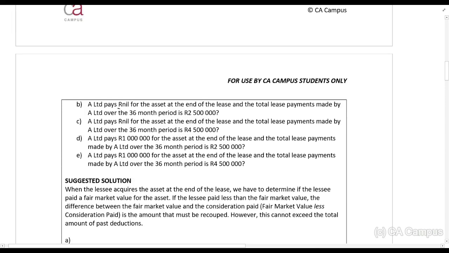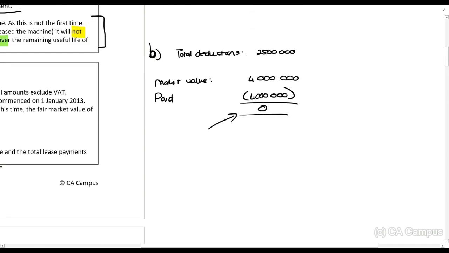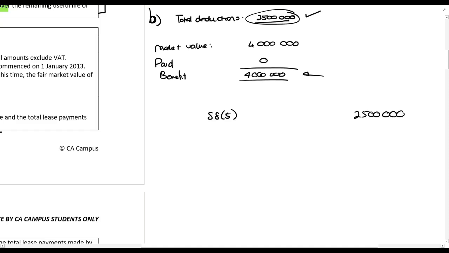B, A Limited pays nil for the asset at the end of the lease, and the total lease payments were 2.5 million. Okay, so situation B, 2.5 million is still correct. Now they tell you though that this person pays nothing for this asset. So the benefit that you get is 4 million rands. This is the benefit. Now, we want to tax you on the full 4 million, but you've only claimed 2.5 million in the past, so that is then the limit. So the section 8.5 recoupment in this case will be 2.5 million.